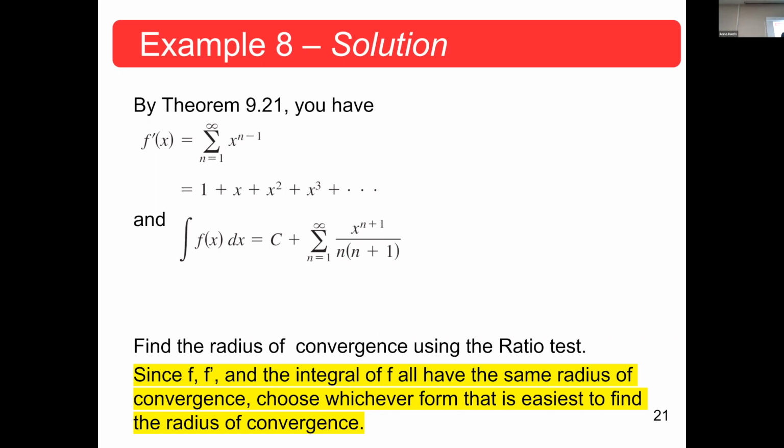Find the radius of convergence using the ratio test. Why would we decide to use the ratio test? Because looking at this, the obvious choice is the ratio test. The radical test doesn't make sense. I mean, if you want to, I guess you can, but the ratio test is the easiest thing to do. All right, so since you can use f, the derivative, or the integral of f, all have the same radius of convergence, you should choose whichever form is easiest to find the radius of convergence. So in our case, which one did we decide to use? Derivative, that's right.